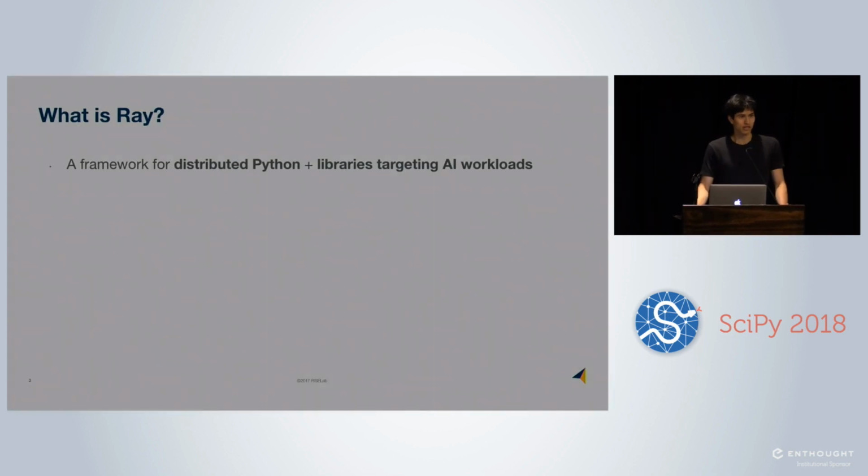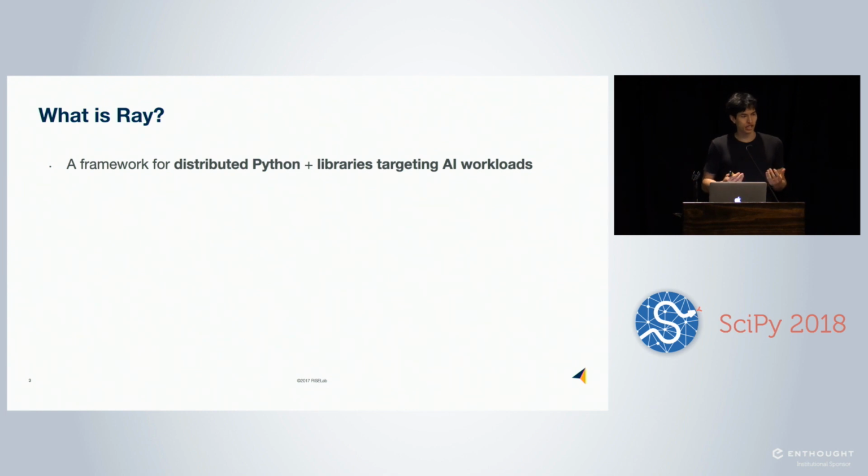So what is Ray? Ray is a general purpose framework for doing parallel and distributed Python, along with a collection of libraries targeting machine learning workloads. And here machine learning workloads means things like hyperparameter search, reinforcement learning, distributed training, and I'll talk more about these libraries in a little bit.